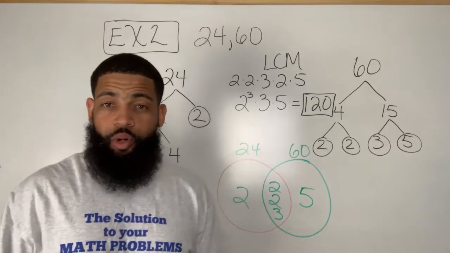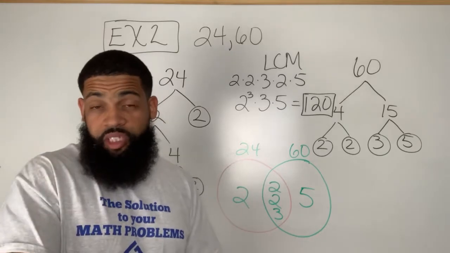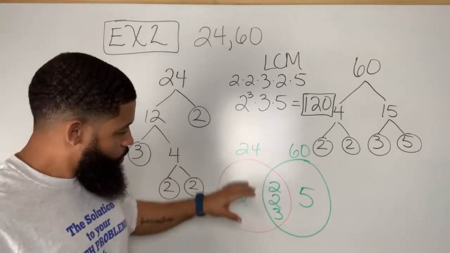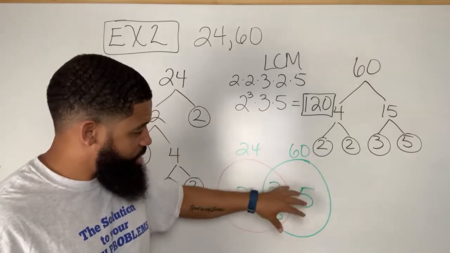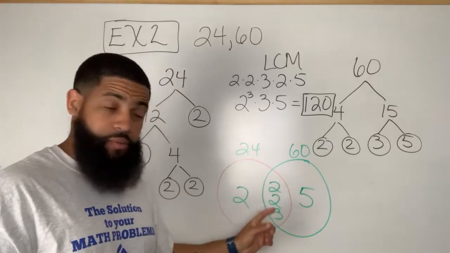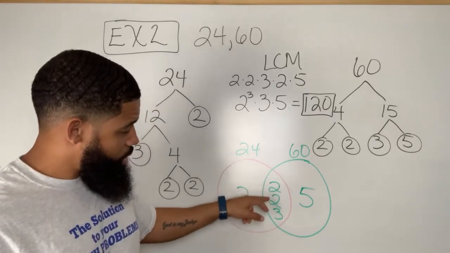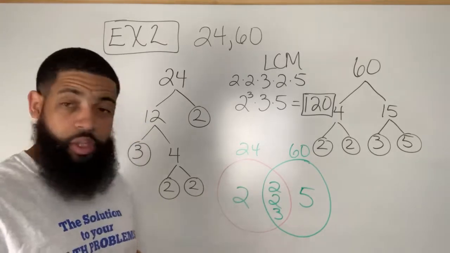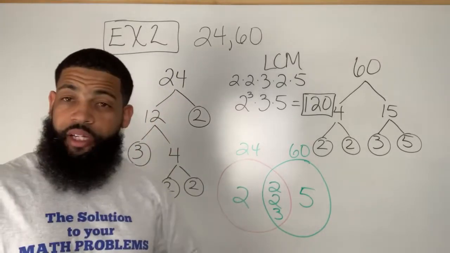Notice I took a slightly different approach this time by using a Venn diagram. I just want students to be able to see the same thing done in a different way. I took the prime factors of 24 and put them in the red circle, and the prime factors of 60 in the green circle. The common factors are in the middle, that they share. So we multiply those three. 2 times 2 is 4. 4 times 3 is 12. 12 times 5 is 60, and then 60 times 2 is 120. Remember, you have to multiply the common factors and then multiply the other factors as well.